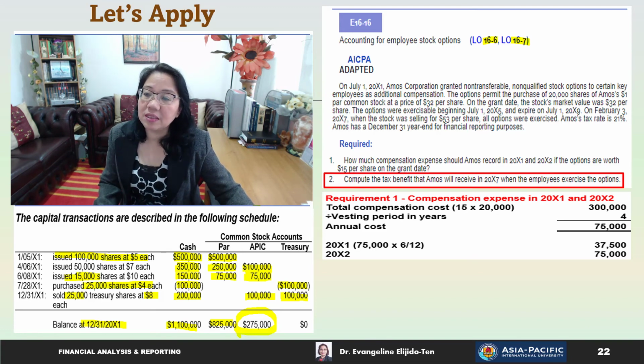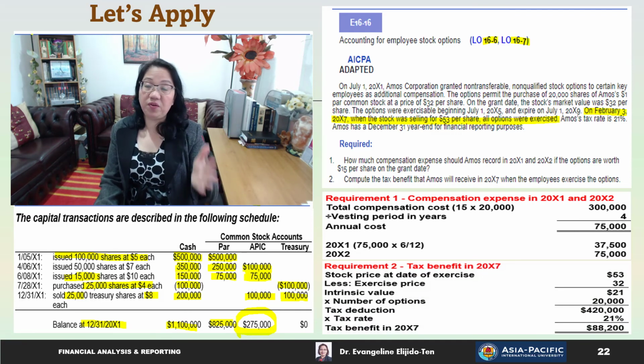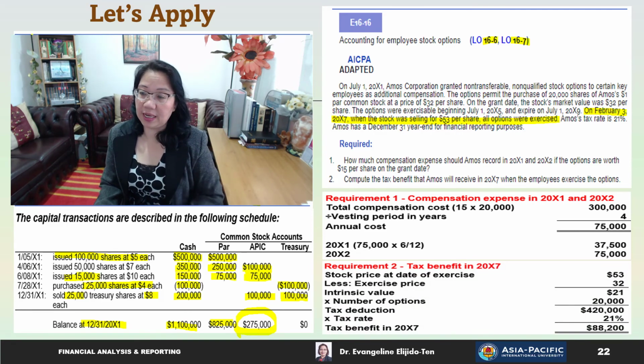Compute the tax benefit that Amos will receive in 20x7 when the employees exercise the options. It says on February 3rd, 20x7 is when the stock was selling at $53 per share and all options were exercised. The tax benefit will be in 20x7.